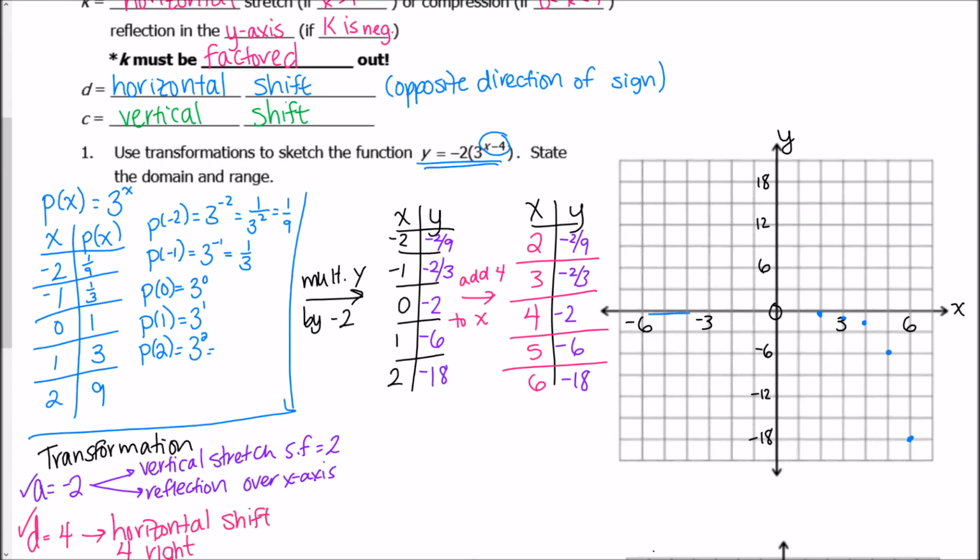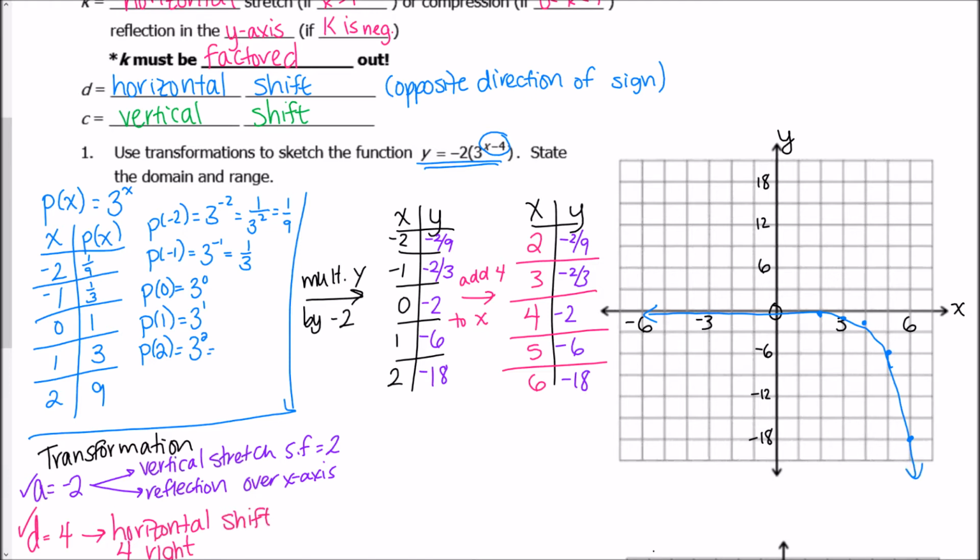So I know that my graph is going to have the same horizontal asymptote as the parent function does, and we'll talk about why in a minute. So that's what my graph will end up looking like. This is what we'll have right here.